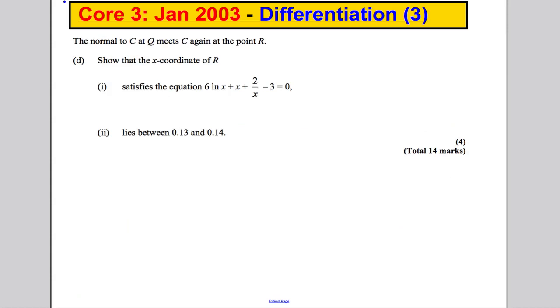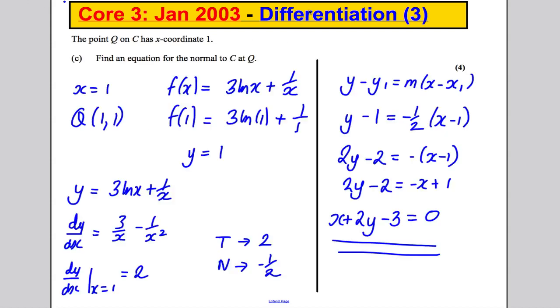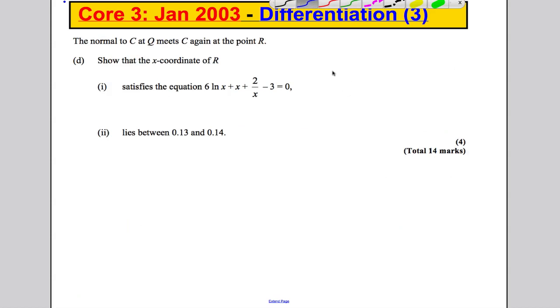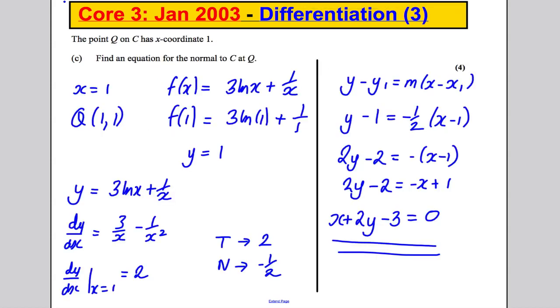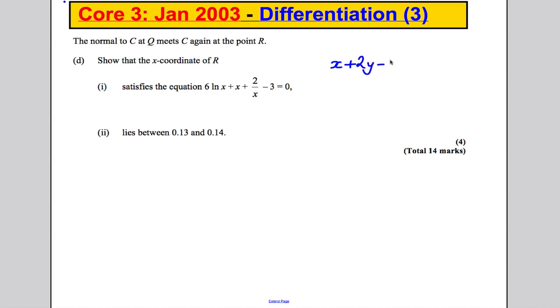Next, D, the normal to C at Q meets the curve again at the point R. Show that the x coordinate of R is equal to this. So, what is the equation of the normal? The equation of the normal is x plus 2y subtract 3 is equal to 0. The equation of the curve, you'll remember, is y is equal to 3 ln x subtract 1 over x.